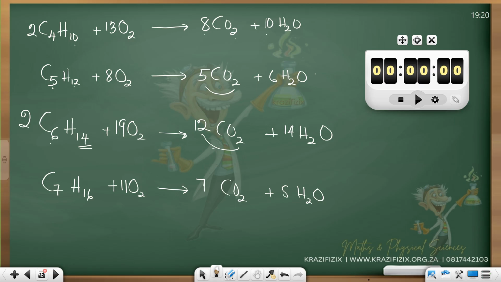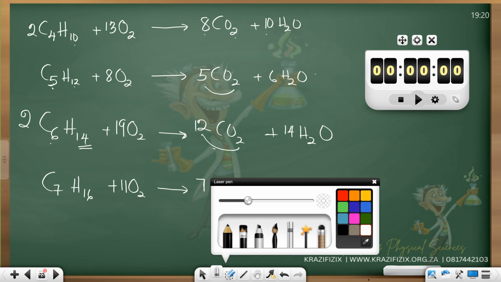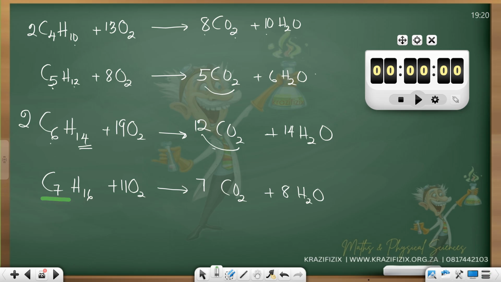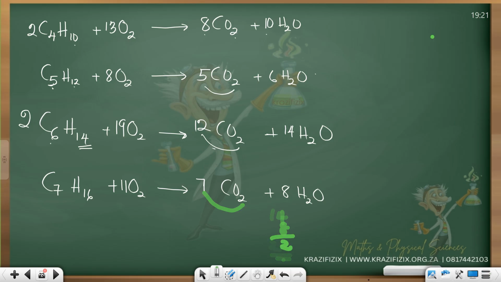8. Let's confirm if it's correct actually. Let's check. How many carbon atoms are here? 7. How many carbon atoms are there? That's fine. How many hydrogen? 16. How many oxygen here? 22. Here, 7 times 2, 14. 14 plus 8. We're good. So that's how we balance quickly, the crazy physics way.